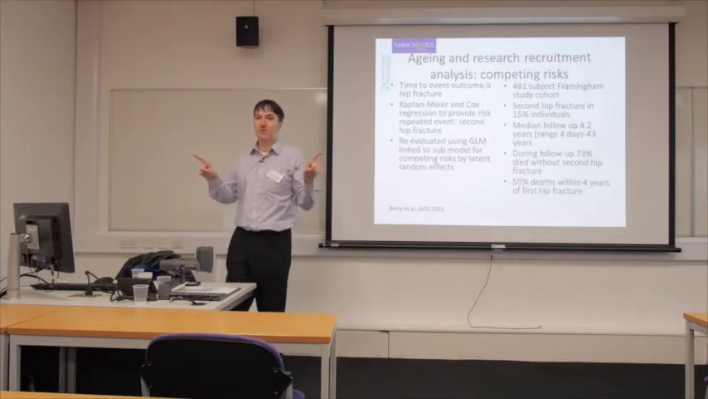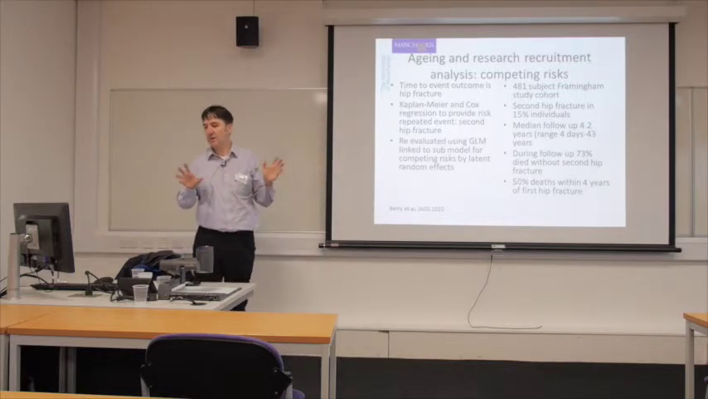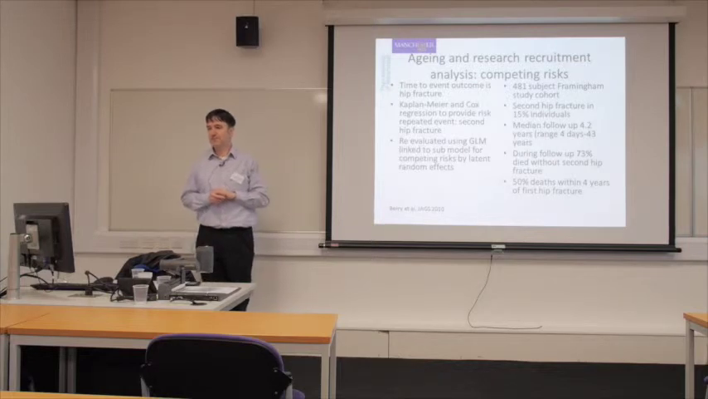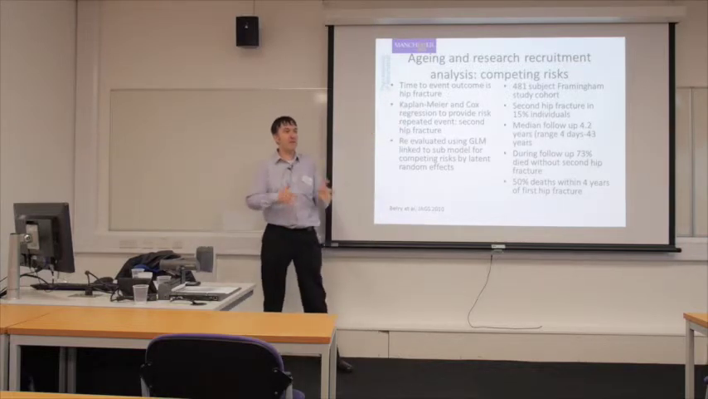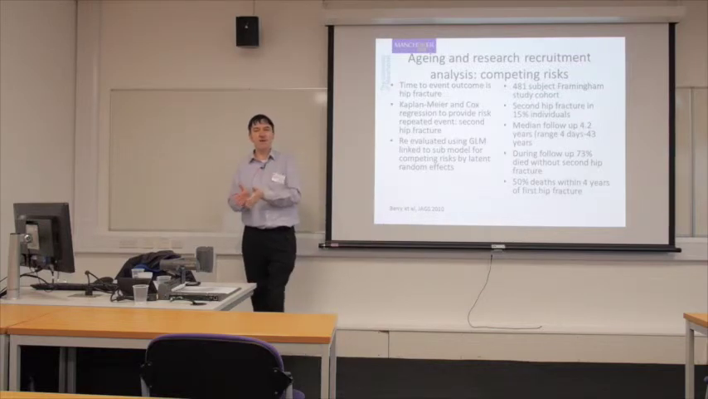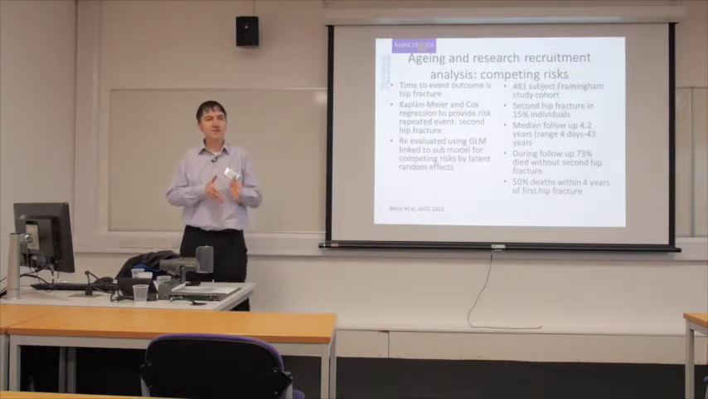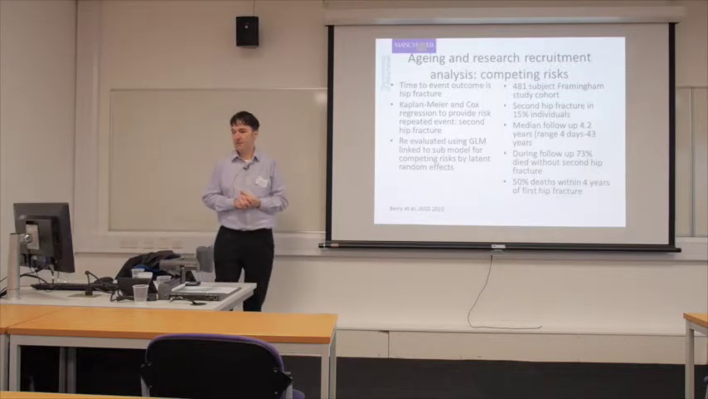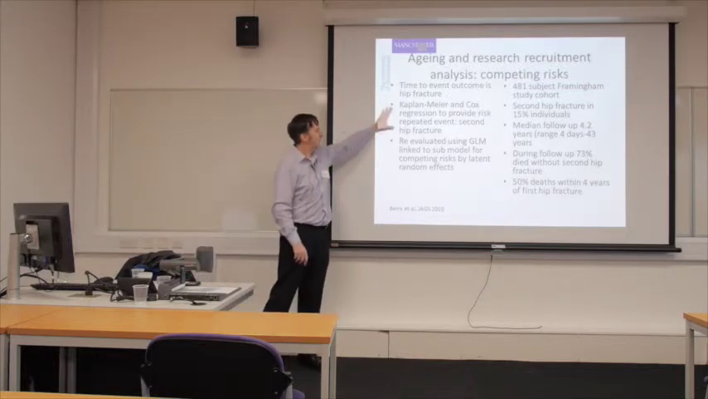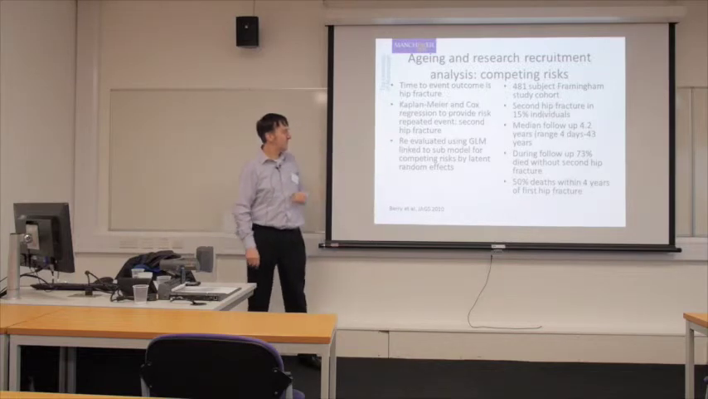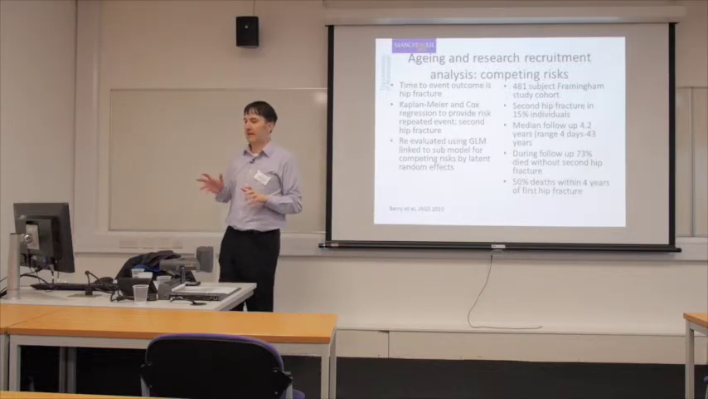which is a second hip fracture, which is a real potential risk. And if we use those, we can give ourselves a risk of, if you've had a hip fracture, what's your chances of getting a second hip fracture? We can do it that way, or we can do it this way, where we use competing risks as a latent random effect.